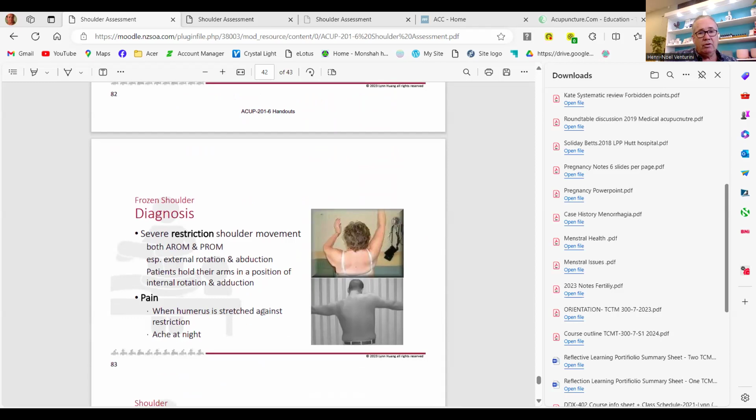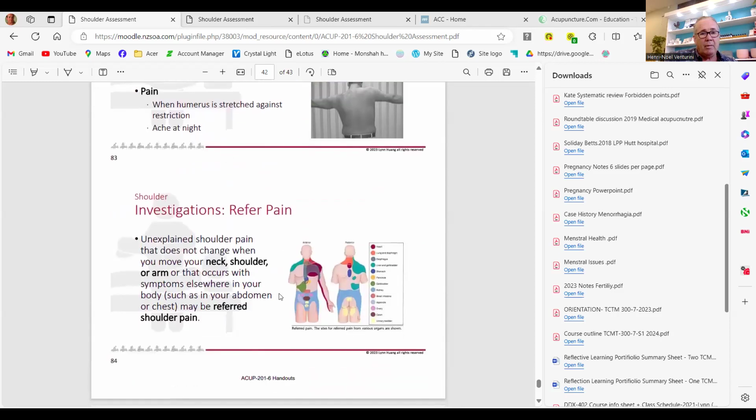So as you can see, frozen shoulder, severe restriction of the movement. As you can see, the clients are going to bend sideways to be able to lift that arm up with this pain. So this is the referred pain. We all know what that is. As you can see, the referred pain could be anywhere.